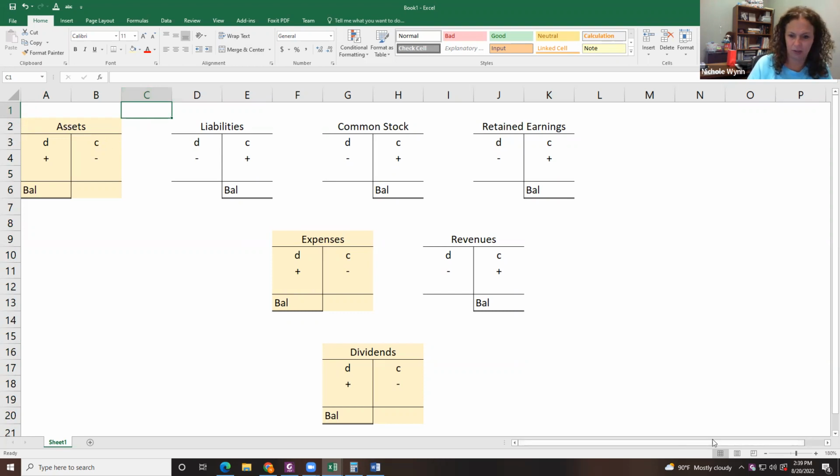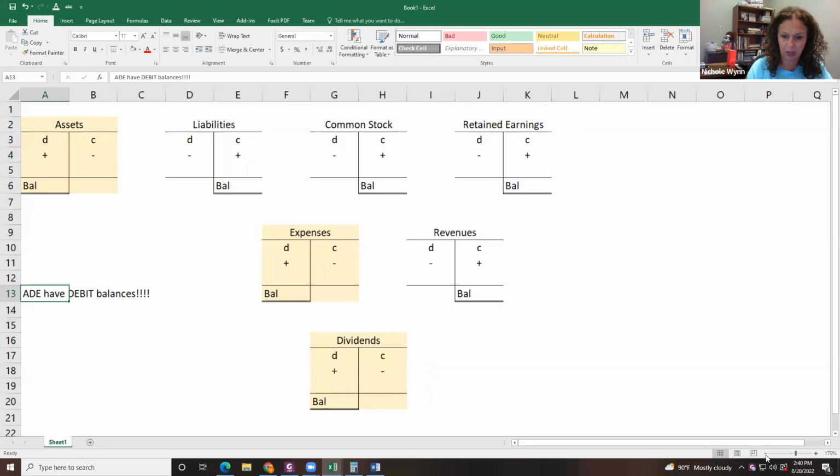All right, so the next thing I want to point out just in general is ADE have debit balances. ADE: assets, dividends, and expenses have their plus on the debit side.